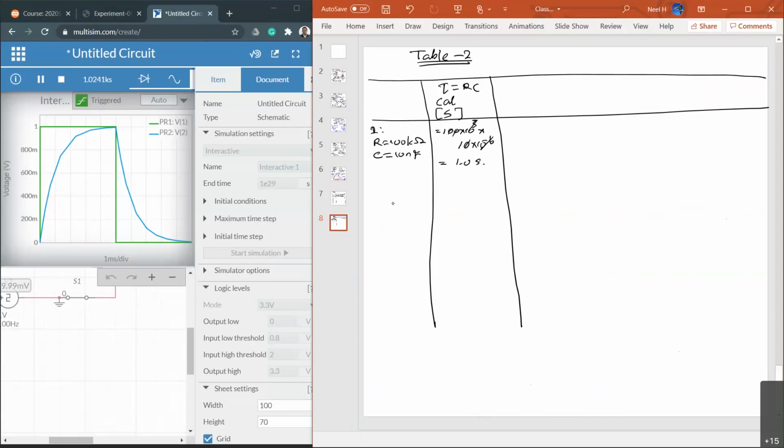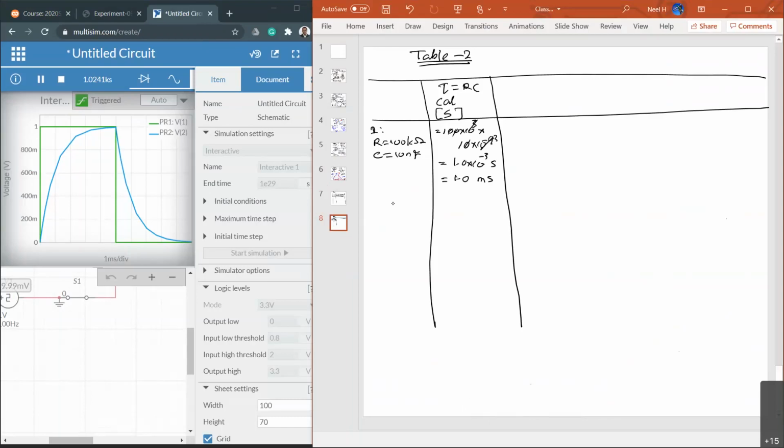This is 10 times nano, okay, not micro. This should be 10 to the negative 9. So that means 3, 4, 5, 6. This should be 3 remaining, which means 1.0 times 10 to the negative 3 second, which is about 1 millisecond, okay? So the time constant is about 1 millisecond.